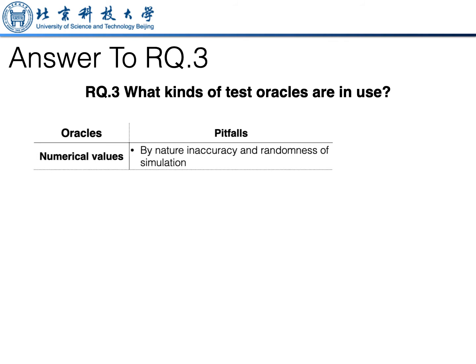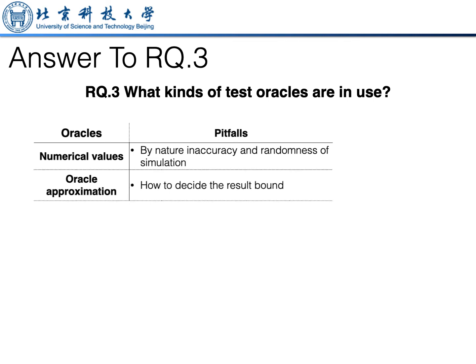First, we use numeric values as test oracles. However, because our programs are by nature inaccurate, the program outputs never match those values. A simple alternative, called oracle approximation, is to determine an error bound. However, how to define such a bound is another form of the oracle issue.